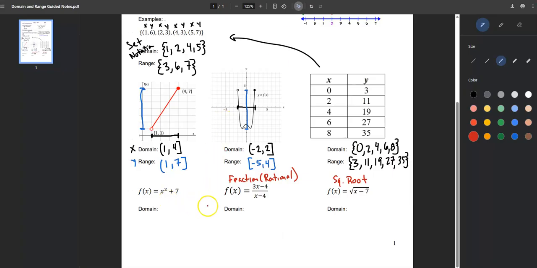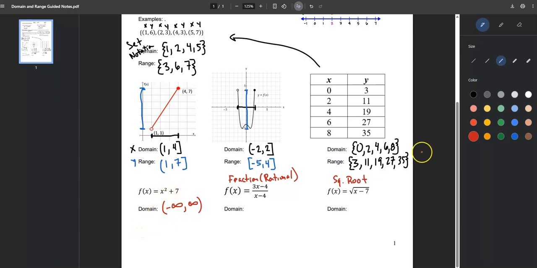So anytime that you do not have a rational or square root, I just want to know the domain of this. This is going to be left forever and right forever. How I write that in interval notation would be negative infinity would be left forever, and positive infinity would be right forever. And I have to use parentheses on this because infinity is just an idea, not a number, so I can't get to infinity, okay? So this is how it is for every single other equation.